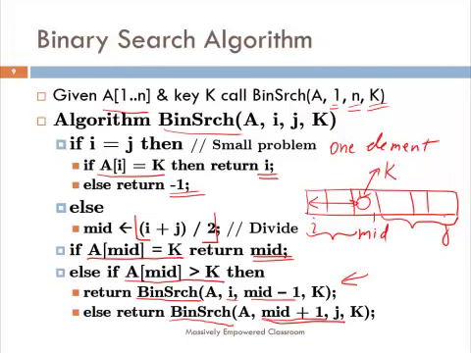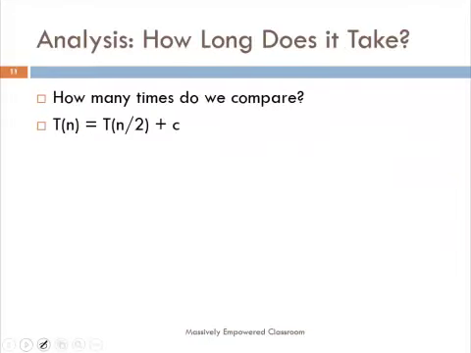One of them is called recursively depending on the comparison of A mid and k, and then that recursively applies the same algorithm to eventually find a small problem which will be solved by simply comparing the two elements. Right? So how do we analyze the time complexity of this? How many times do we do the comparison?